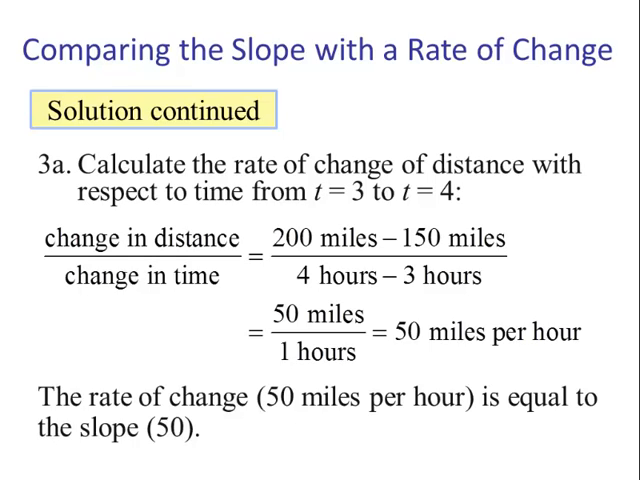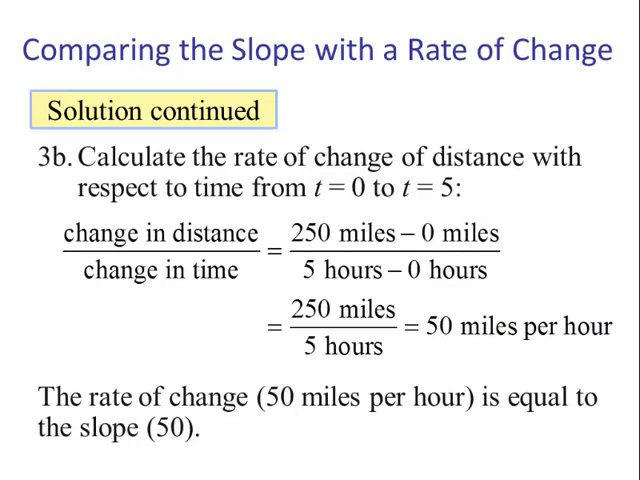Number 3, calculate the rate of change of the distance with respect to time from t equals 3 to t equals 4. This gives us the change in distance, 200 miles minus 150 miles, divided by the change in time, 4 hours minus 3 hours. We get 50 miles over 1 hour, which is 50 miles per hour. So the rate of change, 50 miles per hour, is equal to the slope of 50.